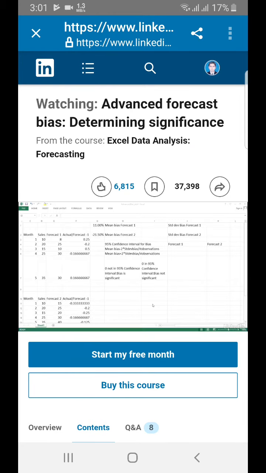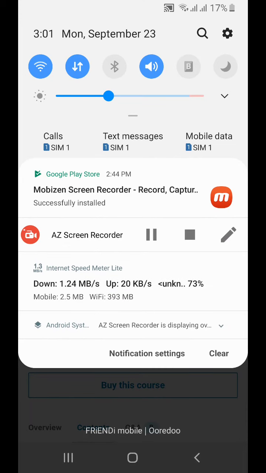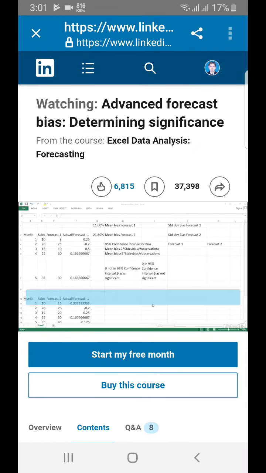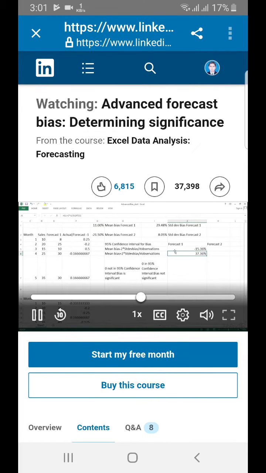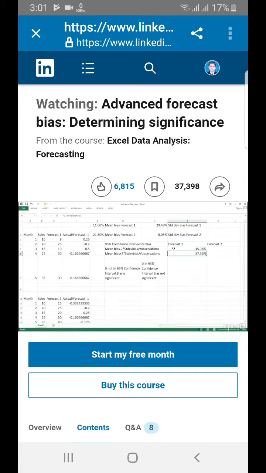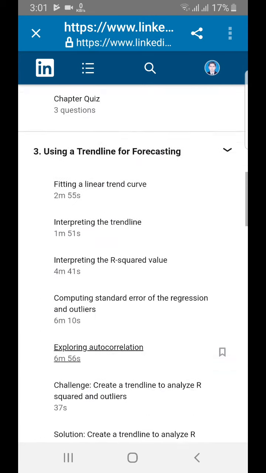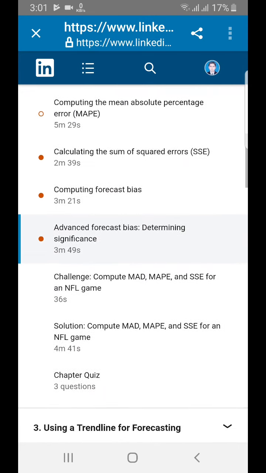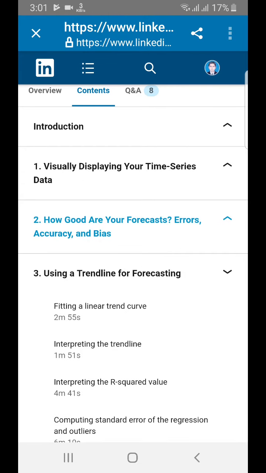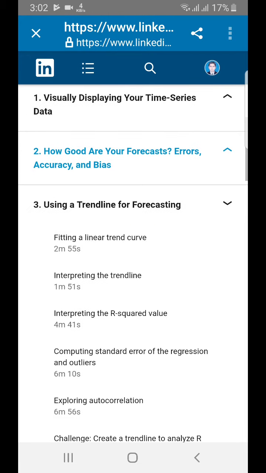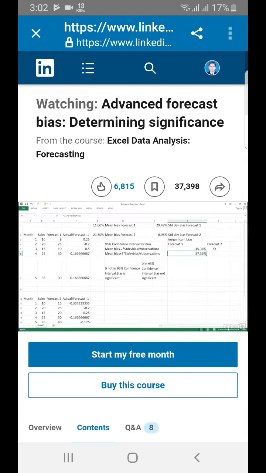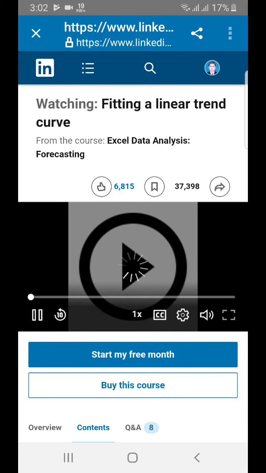If you recall from the last video, the average bias for forecast 1 was 11%. So this means we're 95% sure the mean bias for forecast 1 is between minus 15 and 37%. That includes 0, so the bias is not significant. We really can't conclude that this bias indicates something that's statistically significantly different from a 0 bias. Let's now do this for forecast 2. We take the mean bias for forecast 2.